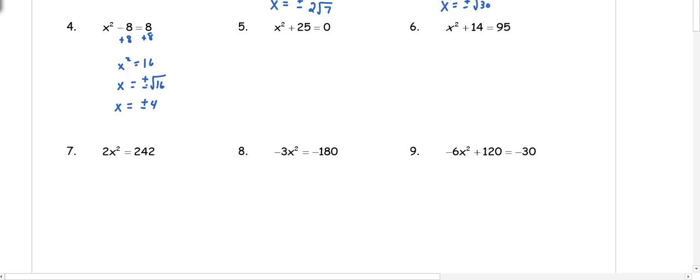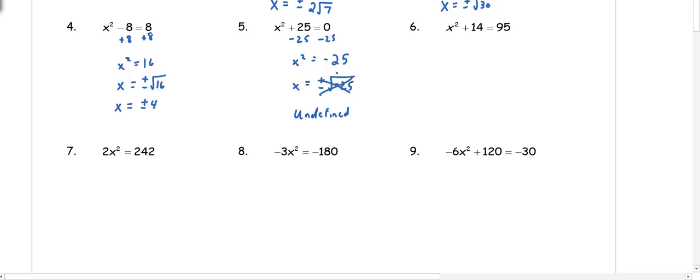Number 5, to solve for x, I have to get the x squared by itself first. So I'm going to subtract 25 from both sides. x squared equals -25. Now, when I go to take the square root, I have plus or minus the square root of -25. Remember that we can't take the square root of a negative number, so this is actually not the answer because I can't have the square root. It's going to be undefined.